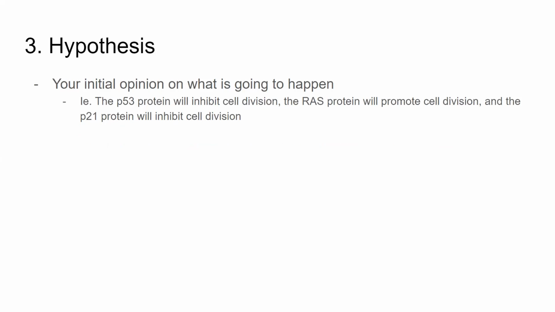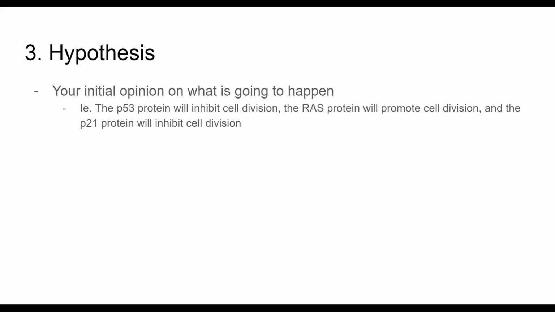Okay, so next is your hypothesis. I think all of us know what a hypothesis is: your opinion on what is going to happen in the experiment and what the results are going to look like. A lot of you have probably learned the if-then hypothesis, like if this happens, then this happens. You don't really need that. A hypothesis can be in any format. I wrote my example here. The p53 protein will inhibit cell division. The RAS protein will promote cell division, and the p21 protein will inhibit cell division. As you can see, it's just a general opinion on what we think is going to happen.